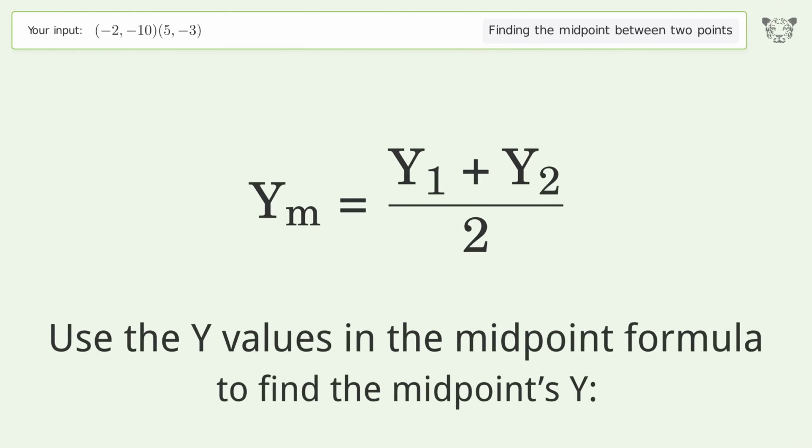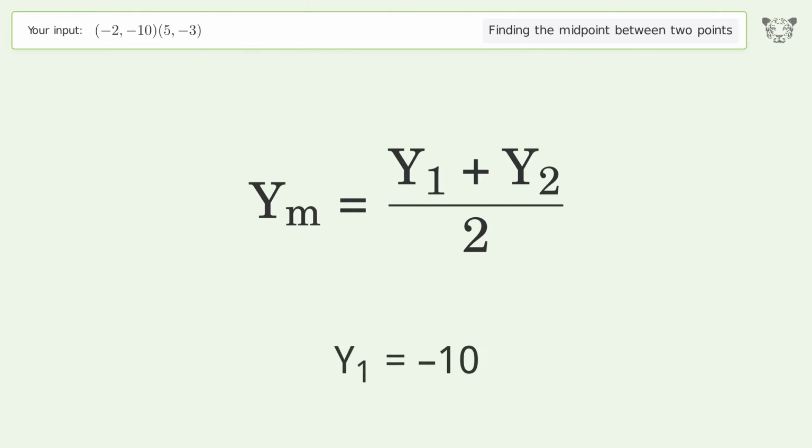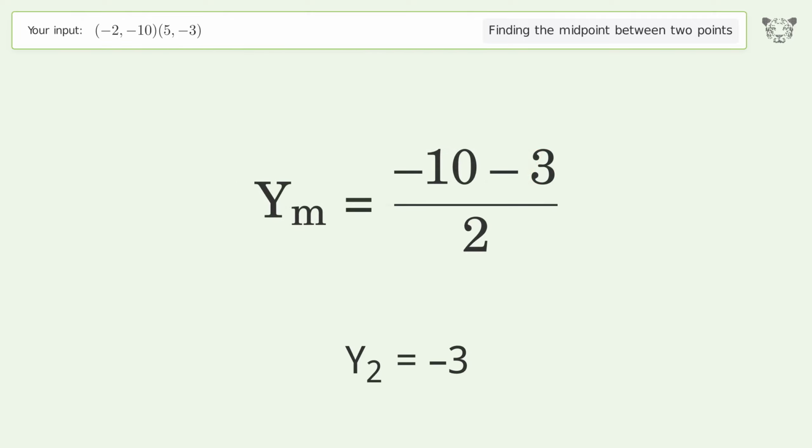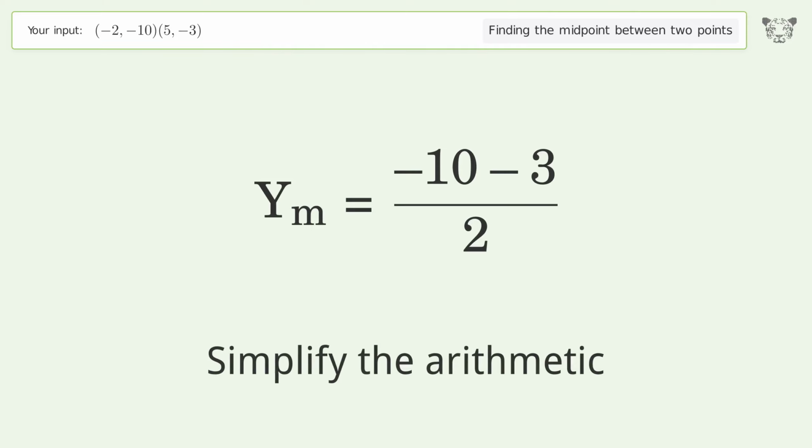Use the y values in the midpoint formula to find the midpoint's y. y1 equals negative 10. y2 equals negative 3. Simplify the arithmetic.